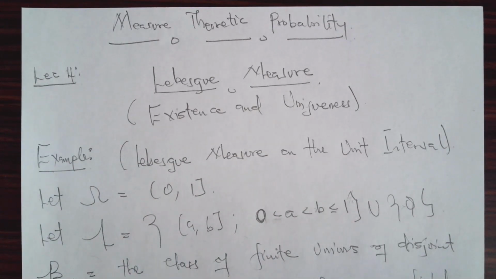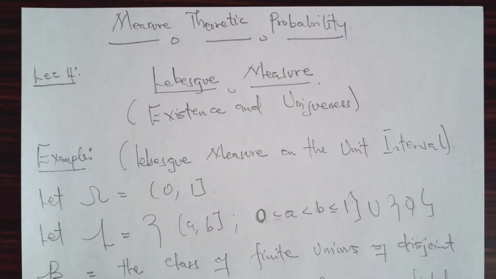The Lebesgue measure on the unit interval. So here we consider a unit interval, from 0 to 1. Let the whole space omega be this unit interval, and let's build some class or subsets out of this unit interval. First of all, the first class we'll be talking about is L.